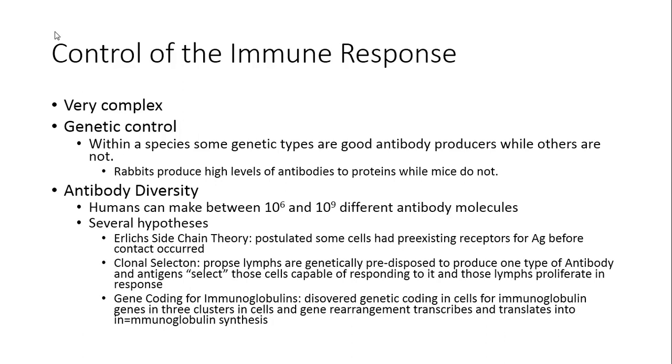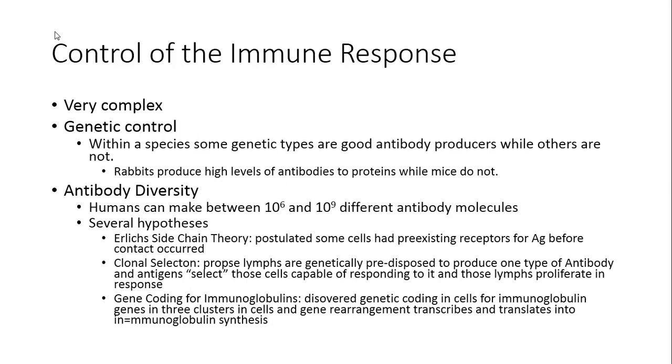Rabbits produce very high levels of antibodies to proteins, mice don't. It's just a function of their status as a host or an individual. But what's really important is the control of the immune response based on genetic diversity. And that is that humans don't make massive amounts of immunoglobulins unless it's really in response to a specific antigen, right?